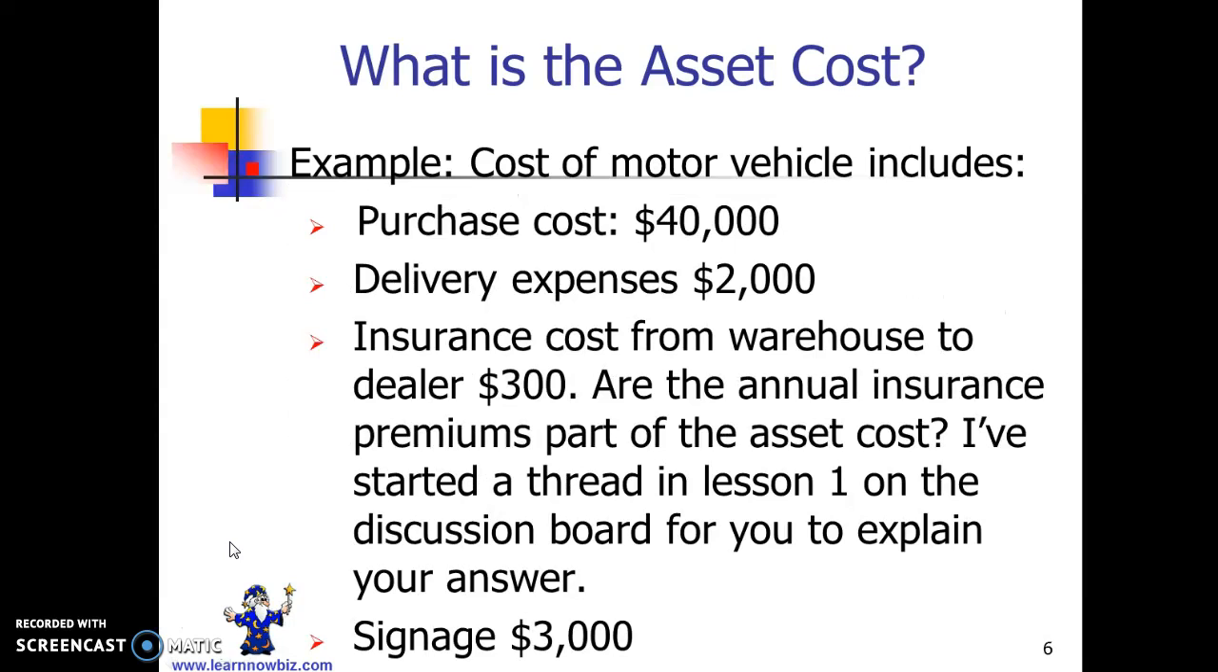Let's work out the cost of a motor vehicle. That includes its purchase cost and its delivery cost. That means the cost to get the motor vehicle from the warehouse to the dealer. The insurance cost from the warehouse to the dealer is also included in the asset cost. The question I'd like you to have a look at later on in the discussion board is, are the insurance premiums part of the asset cost? I've started a thread in lesson 1 on the discussion board for you to think about this. The asset cost also includes signage.